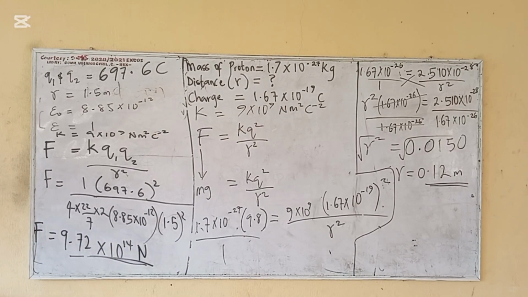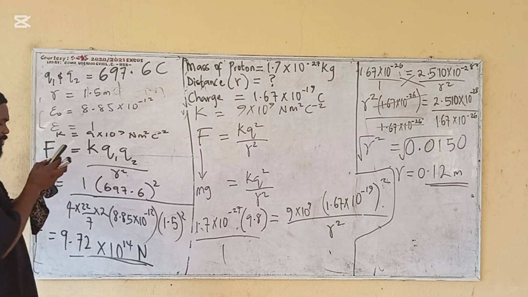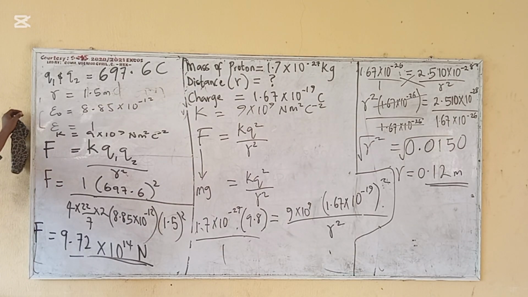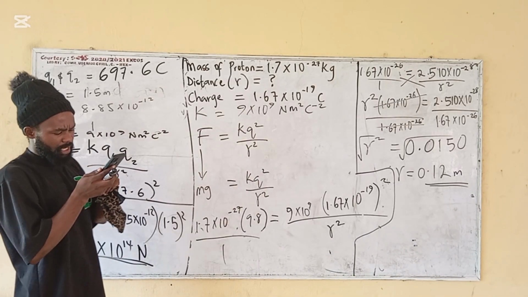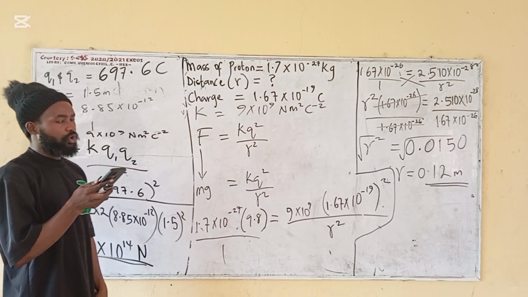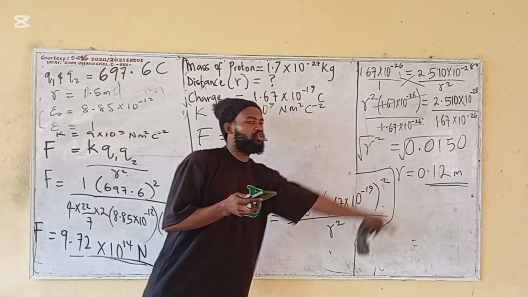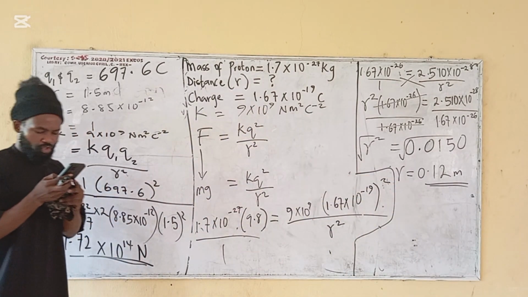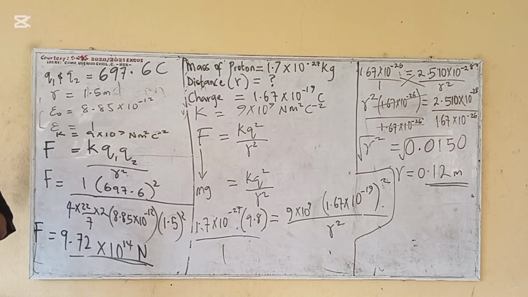So that means from that question, they said: how far apart must two protons be if the repulsive force acting on either charge is equal to the weight of a proton? So how far apart they must be is 0.12 meter. That's the answer. So let's go to question 7.